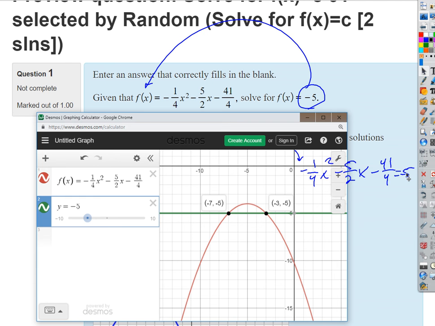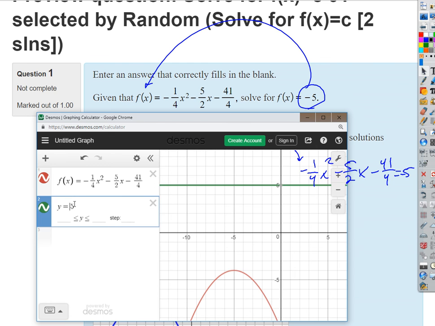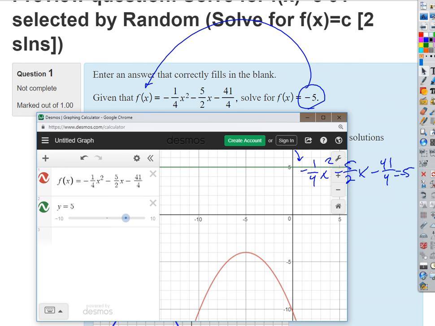Okay, what if this had said instead of -5, what if it had said +5? Oops. What's wrong there? It doesn't have any. Does it not have any solutions? It does have solutions. It has to, right? I mean, every quadratic equation is going to have solutions.